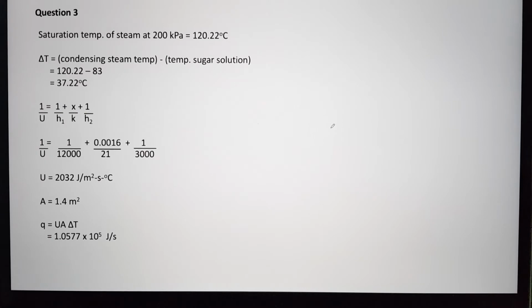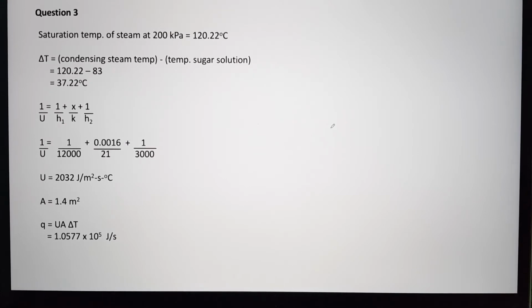Okay, for question number 3, sugar solution is being heated to 83 degrees Celsius in a jacketed pan made from stainless steel, 1.6 millimeter thickness. Heat is being supplied by condensing steam at 200 kilopascal gauge in the jacket. Calculate the rate of heat transfer if the surface heat transfer coefficients for condensing steam and sugar solution are 12,000 joule per meter square second degree Celsius and 3,000 joule per meter square second degree Celsius respectively.